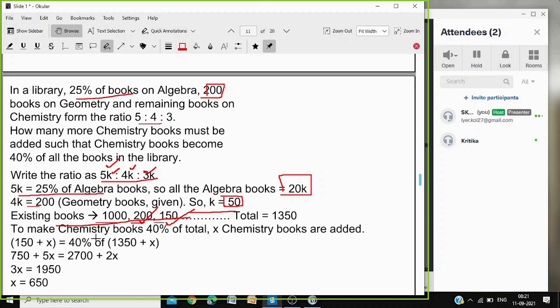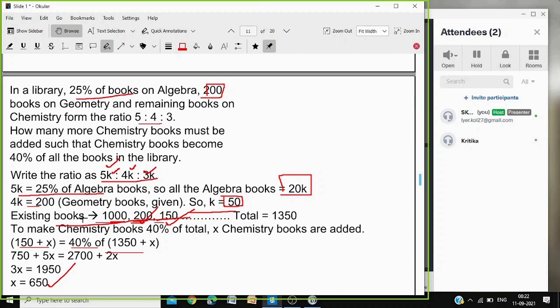Now for the chemistry books, you are adding x books, so 150 chemistry books plus x books added. This should be 40% of the total. The total will be 1000 plus 200 plus 150 plus x books, which you are adding. So this should be 40% of the total, and you solve it to get x equal to 650. Got it, Betty? This part is okay? Yes.